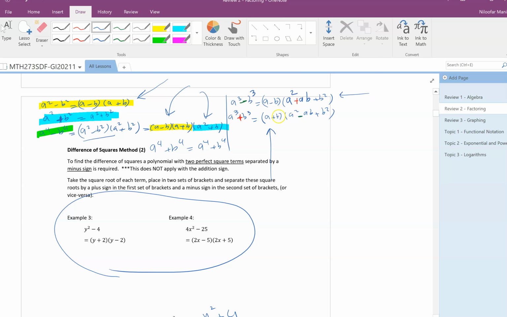And how about this one? When I have plus, can I say like a power 4 plus b power 4, can I say like this and like this? This is not factorable. No, power 3 is an odd number and it's different. I can factor to this.